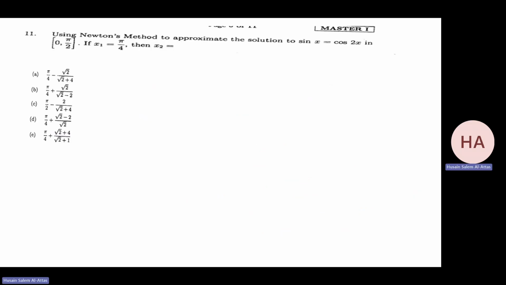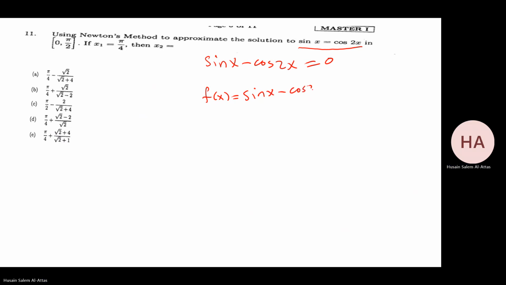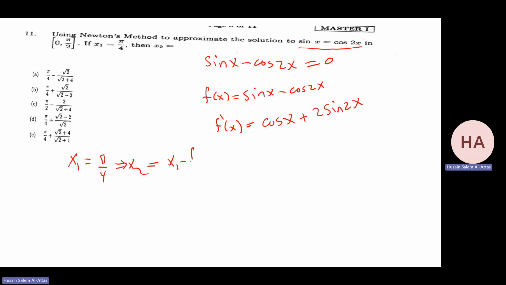Using this method, approximate the solution of this. My first step, make it equal to 0. So my function is this. Find the derivative. That will be cosine x plus 2 sine 2x. Be careful for the calculation. x1 equal pi over 4.